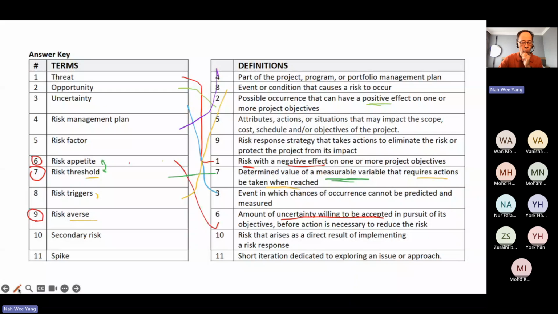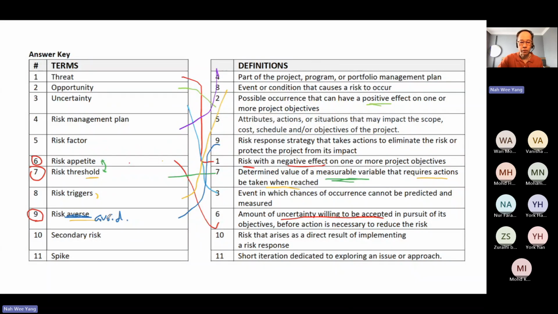It's risk averse. Okay, so why this risk averse? Risk averse is here, right? It's a response strategy. Not response, eliminate a response strategy that. Oh, sorry, my bad. Not risk averse. Risk avoidance. Yes, I think I did it wrong here. So risk avoidance is a response strategy that takes action to eliminate the risk. Risk averse is a different thing.